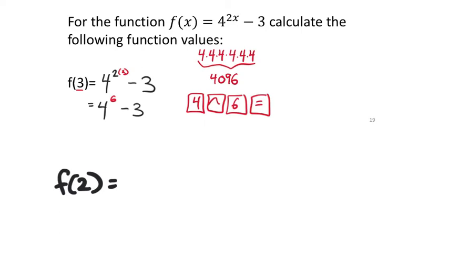So now 4 to the power of 6 we know is 4,096. But we still need to subtract the 3, okay? So what do we get when we subtract the 3? 4,093. So f of 3 ends up being 4,093, which again, if we were to put this on the graph, which we will be very soon, that would have been the ordered pair 3, 4,093.